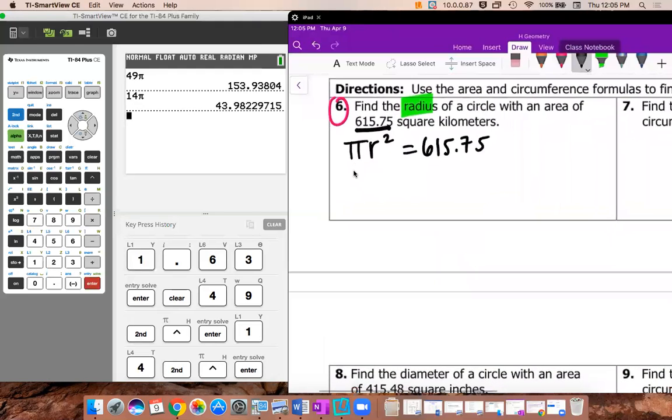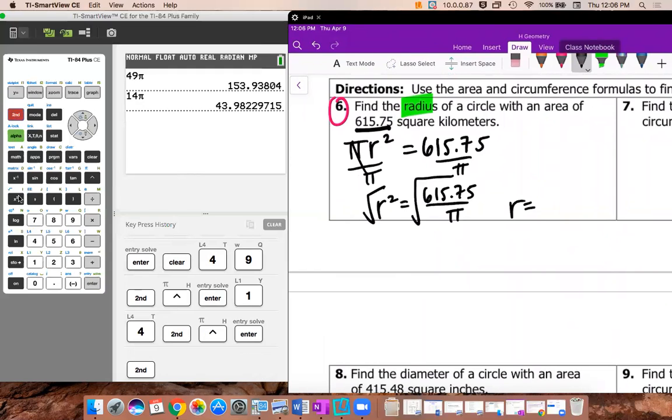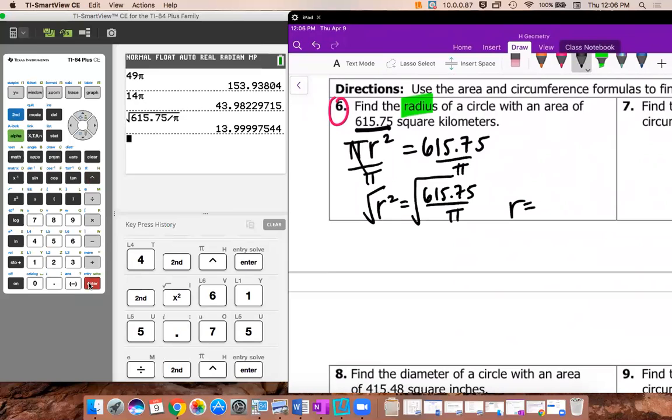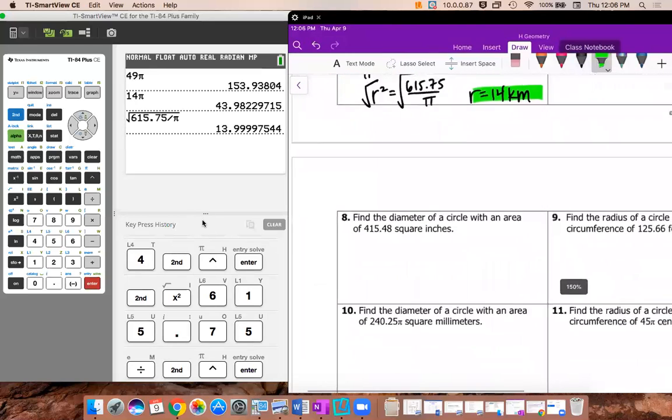The first thing you're going to do is divide by pi to get r squared by itself. I'm going to leave this exact and not round right now. To get the radius by itself, undoing that squared, you're going to do a square root. So I'm going to plug this in: the square root of 615.75 divided by pi. This rounds to 14, and the units were kilometers. So our radius is going to be 14 kilometers, and that's where you stop. Those are going to be the problems that you do for the rest of this part.